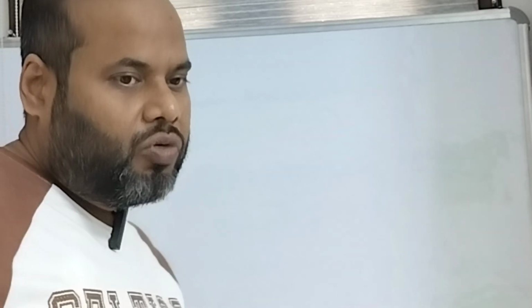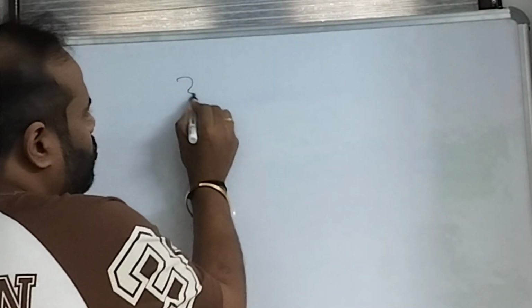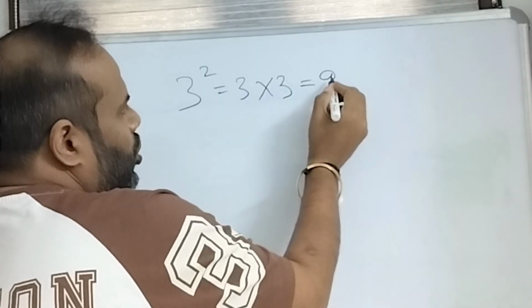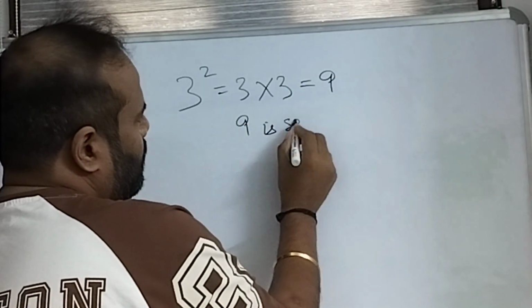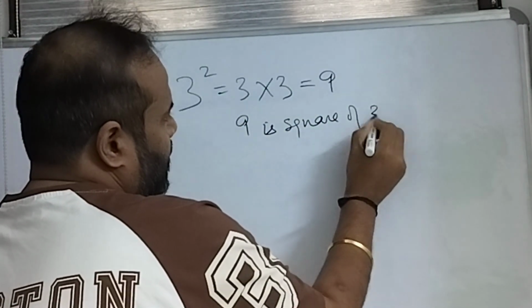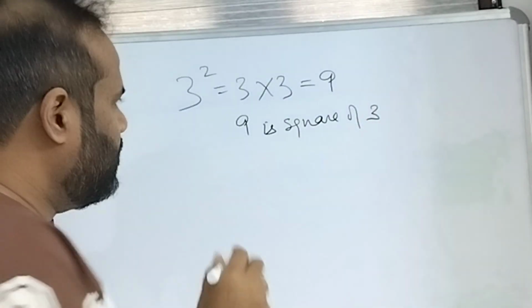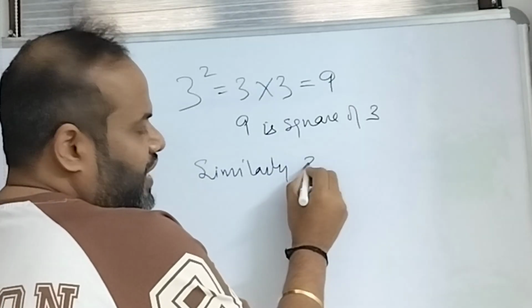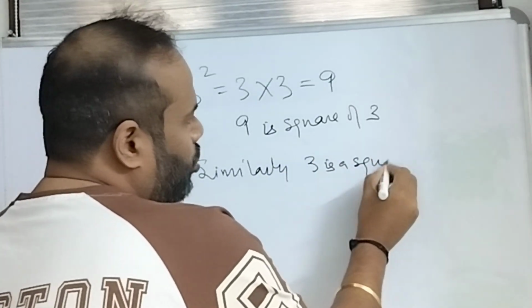Now we all have understood what squares are. Similarly, when squares have to come back to their native number, that is called square roots. For example, I just told you the square of 3 is equal to 3 into 3, 9. So 9 is the square of 3. Similarly, 3 is the square root of 9.